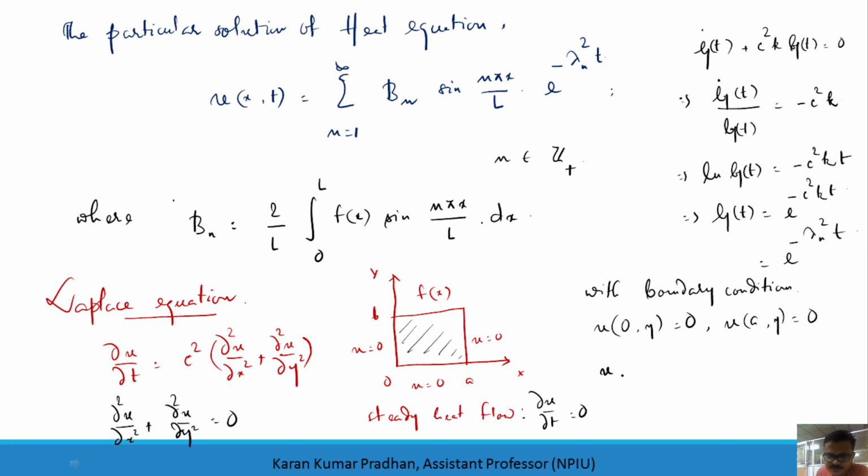Next is your u at x and 0, the value of y, that means along this one is 0, and u at x and b, that means along that is your f of x. Okay, so these are the four boundary conditions.